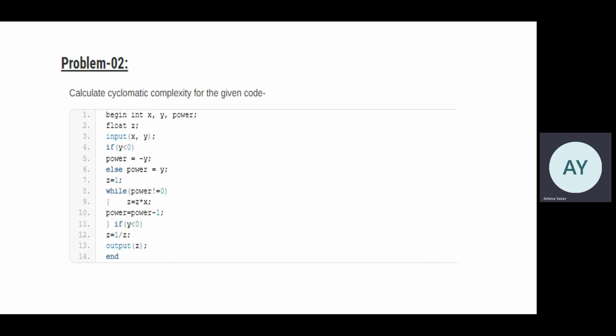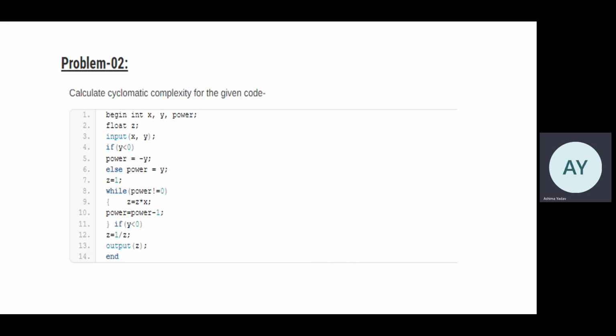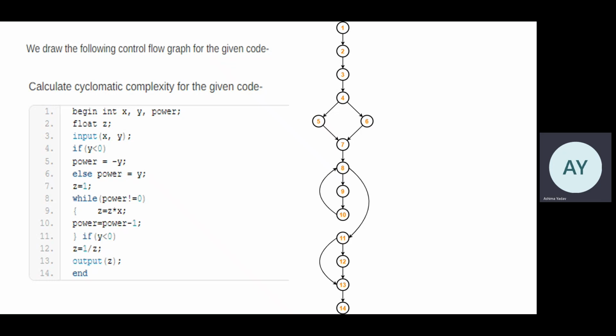On similar lines, you have problem 2 also, and you can solve this problem 2. If you see this problem 2, the same problem is there in the sample paper also that I have shown you. So how to calculate the cyclomatic complexity of this? First, you draw the control flow graph.